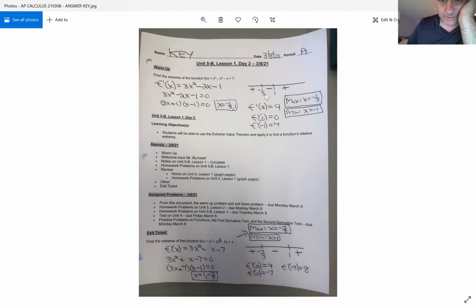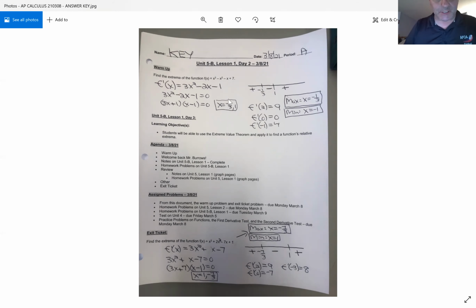So when you do the line test, the value we used less than negative 1/3 was negative 1. So f prime of negative 1 was 4. So we're increasing from negative infinity to negative 1/3. And then the value we use between the negative and the positive should always be 0. F prime of 0 should be negative. Shouldn't be 0, should be negative 1. That should be a negative 1, which we said was decreasing.